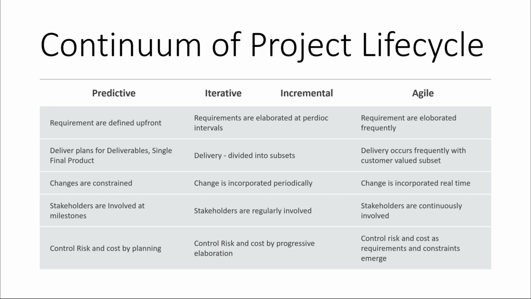Project life cycles in the center of the lifecycle continuum tend to align more closely with the predictive side or the agile side of the continuum, depending on the way requirements are specified, how risk and cost are handled, and the nature of key stakeholder involvement. Projects in this part of the continuum may utilize hybrid project methods.